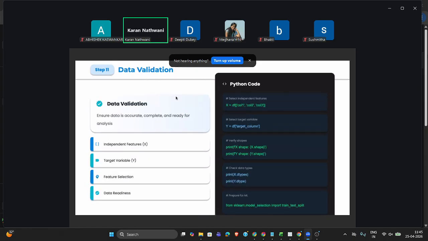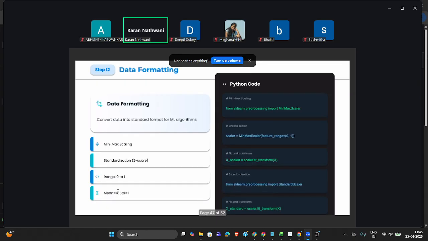Now data validation. Here you will ensure the data is accurate, complete, and ready for analysis. After everything is done, you have calculated the outliers, you have filled the data, you have removed the redundant files and redundant columns, and you have done all the cleaning. Now you do the data validation to make sure you are ready for the analysis. So independent features, target variables, then you do the feature selection and data readiness. And then you do the data formatting.